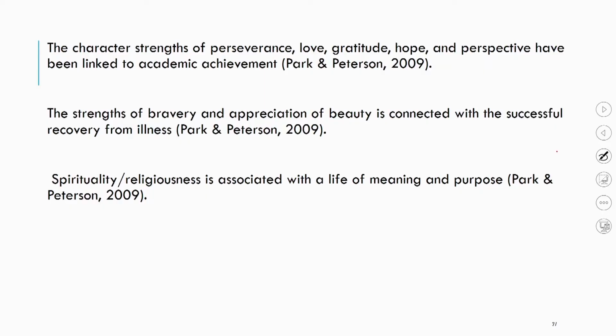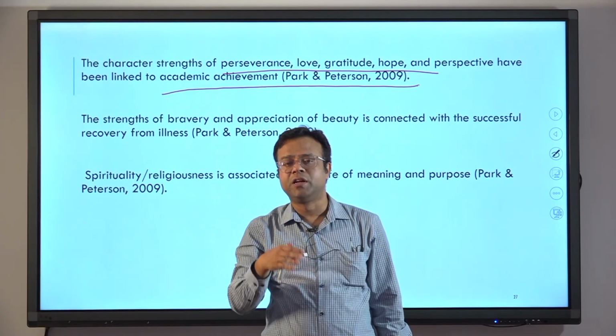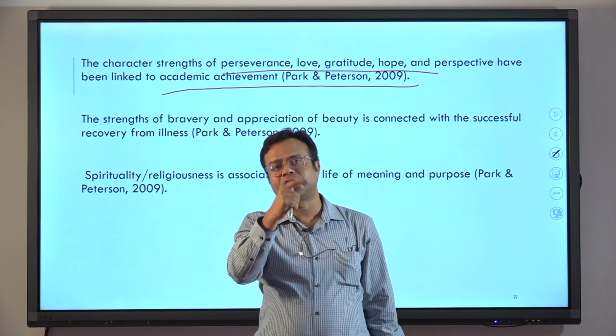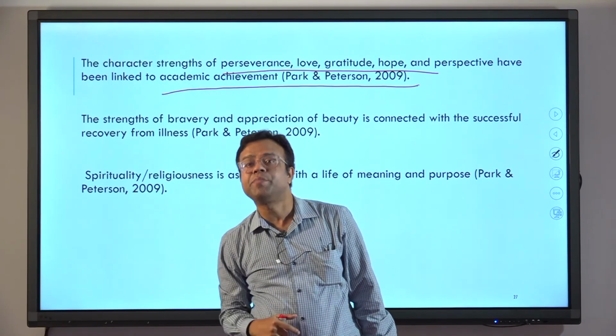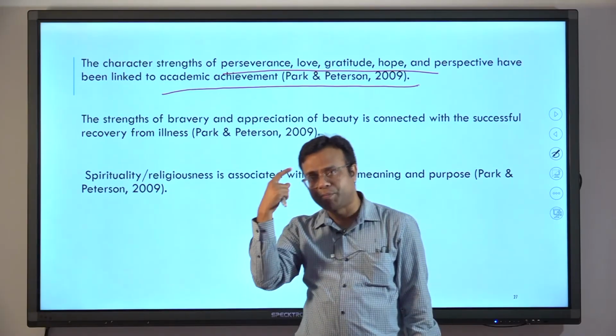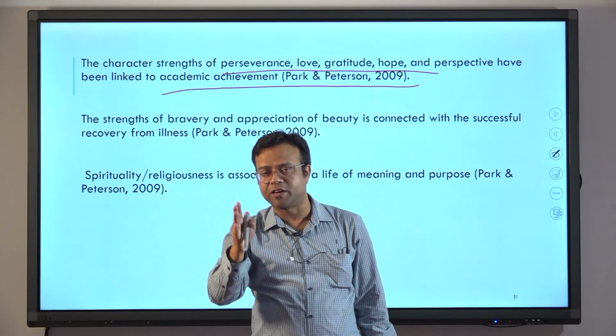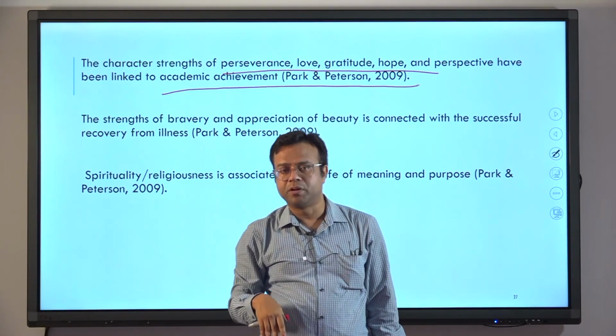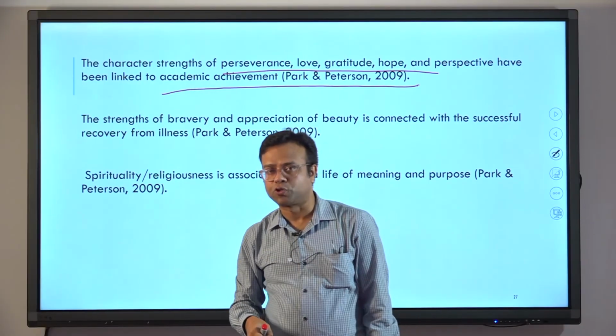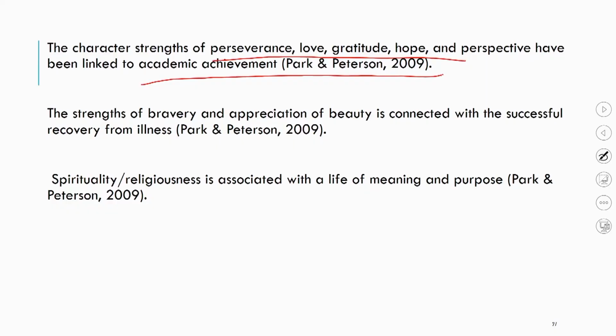Research also shows the character strengths of perseverance, love, gratitude, hope, and persistence have been linked to academic achievement. Even though some of these strengths of heart may be more emotional in nature, about connection with other people, research shows they are also related to achievement, because they may help you find the right perspective and thinking, and the right support from other people, and may facilitate achievement like academic achievement and so on.